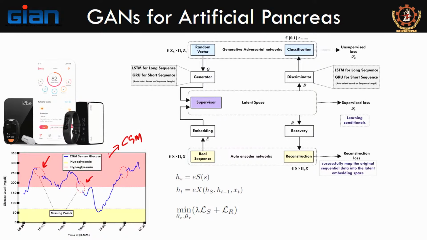So, if you have missing data points, it is very difficult to forecast accurately what is going to happen next. Okay. So, in this case we have this TimeGAN sort of generative model, where we have a generator and a discriminator.